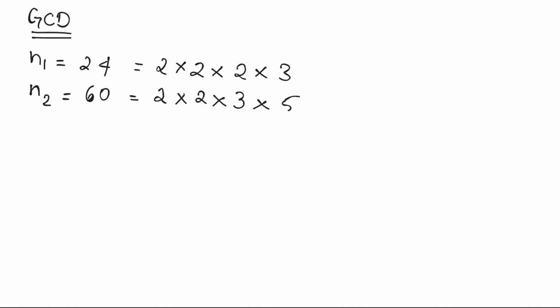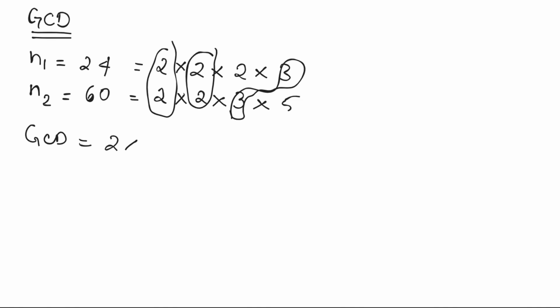Now for GCD, we'll be taking the common factors. So this is a common factor, this is a common factor, and 3 is again a common factor. Multiplying the common factors, we get the GCD. So GCD equals 2 into 2 into 3. Not taking both values, we are going to take only the common value, and taking it only once. When we find that, we get the GCD of these two numbers.